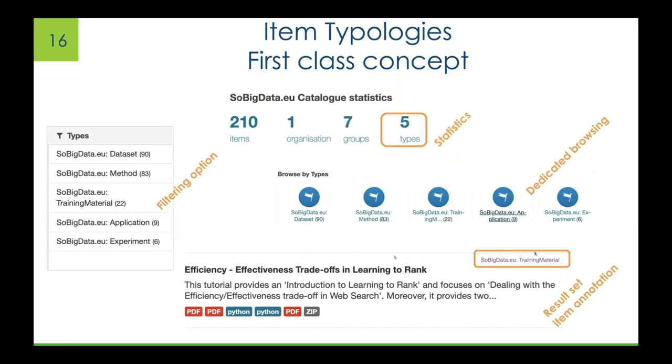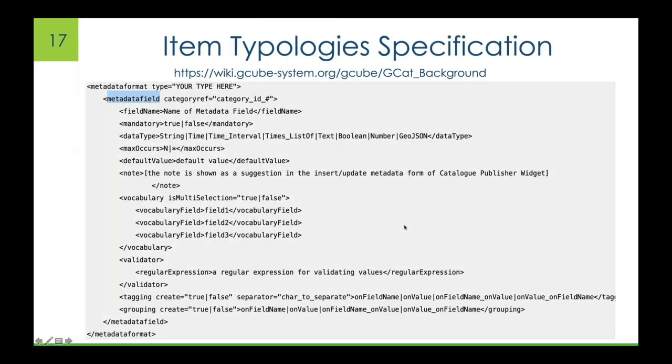As I said, any item is associated with a type. A type is a first class concept in the infrastructure, in the catalog. It is very important because it allows, first of all, to interact with the catalog. It supports filtering. You can access only the objects of a specific type, and any item is annotated with the type of the object. In SoBigData, we have the dataset, the method, the training material, the applications, and the experiment as the types.